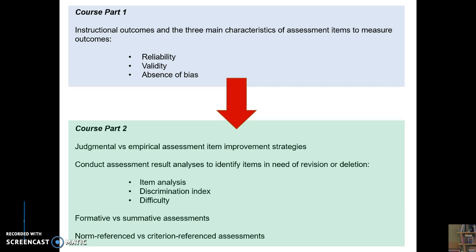Again, you'll be looking at some concepts related to formative versus summative assessments and how those are used differently by educators. And then the final general concept you'll be investigating in part 2 is norm-referenced versus criterion-referenced assessments, and how they're different, and how the data you collect when you implement them can be used differently as you focus on improving the quality of specific assessment items. And that really is the whole point of part 2 of this class.